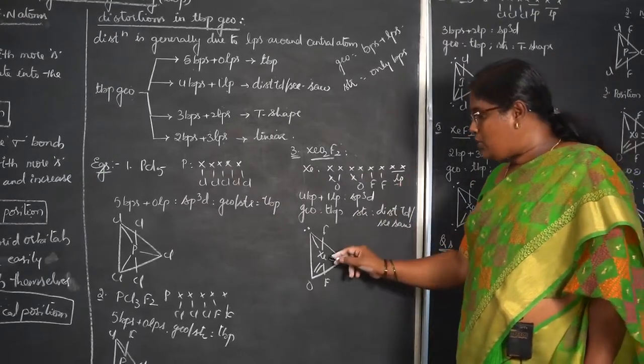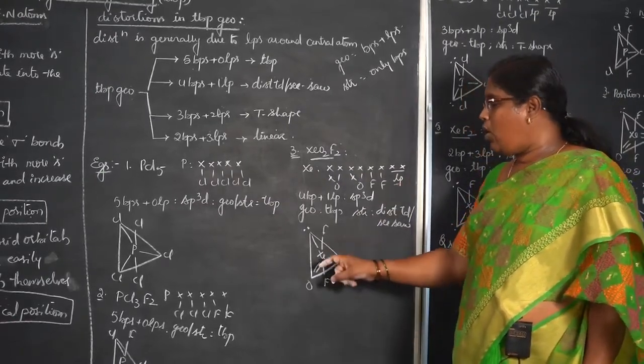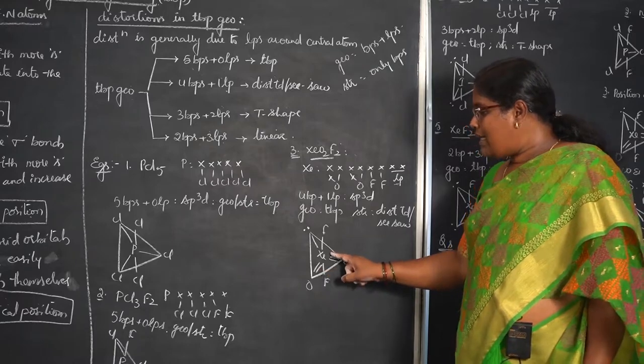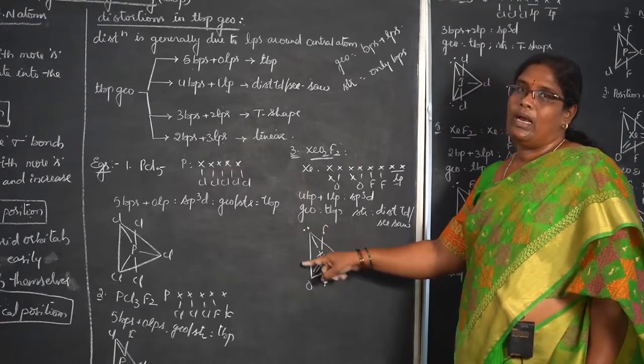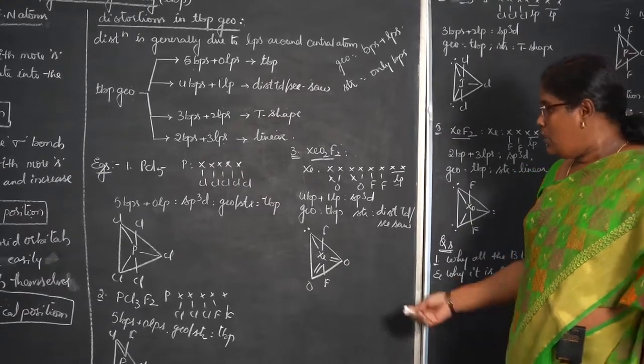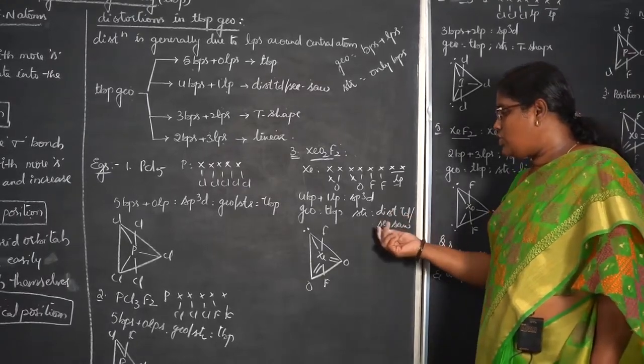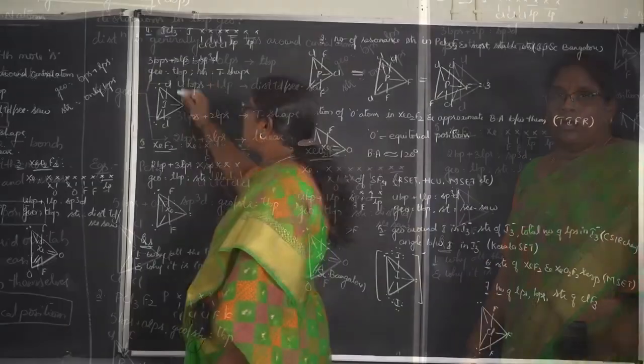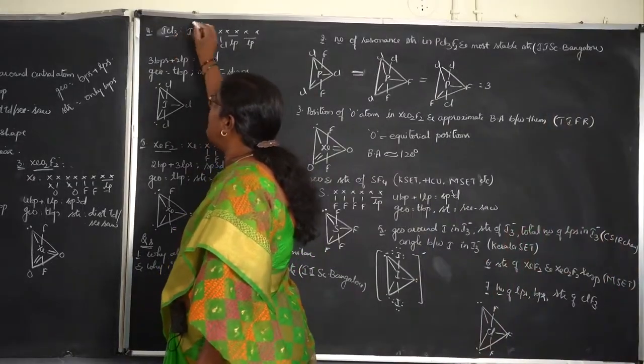So what are their positions in the geometry? According to Bent's rule, multiple bonds or lone pairs will occupy the equatorial positions. So the structure of the molecule is a distorted tetrahedron. So the next example, ICl3.